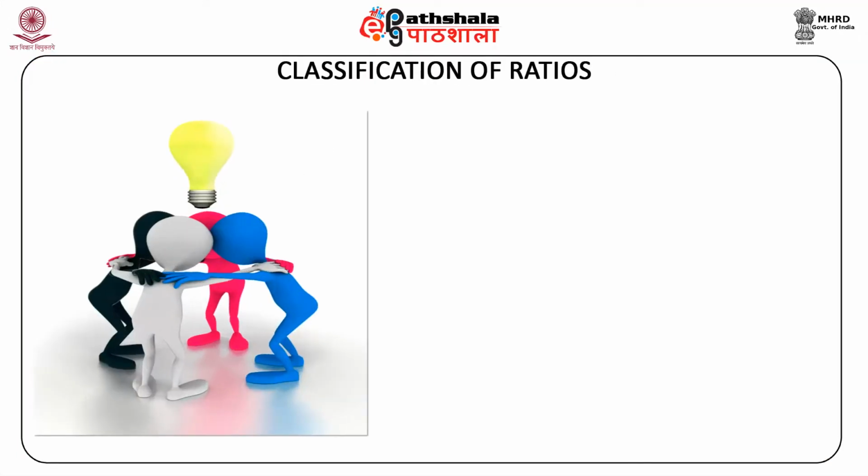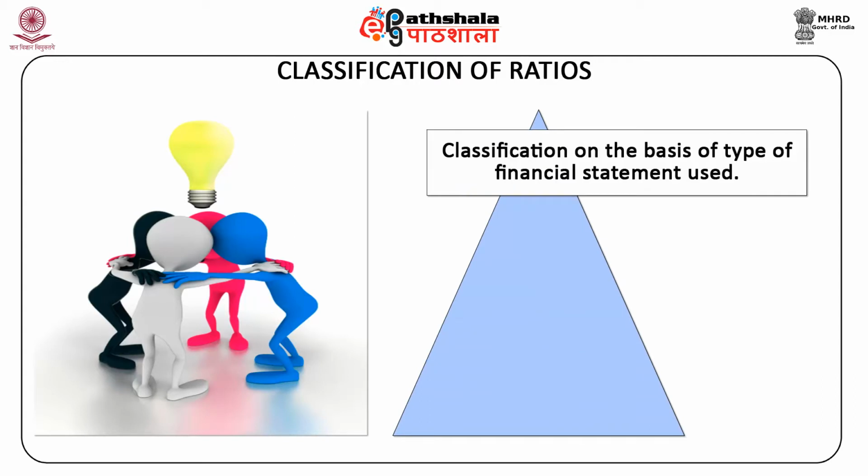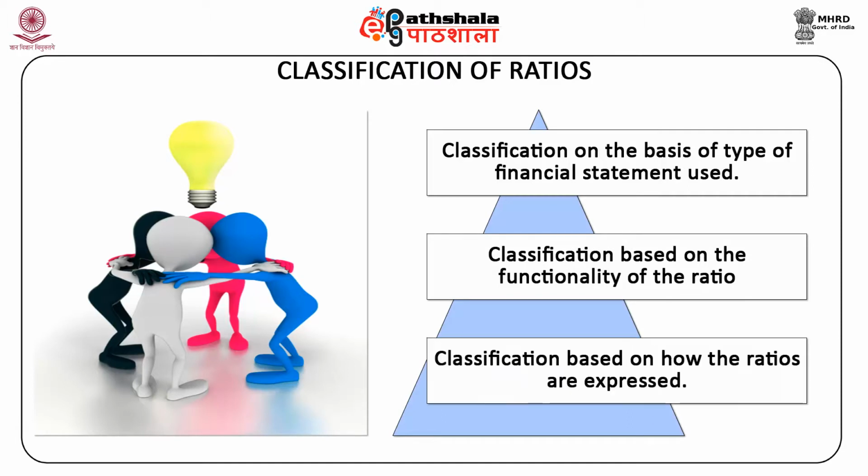Ratios are classified on various bases. One such classification is based on the type of financial statement used for the purpose of calculation of ratio. The second is based on the function performed by the ratio. And another one is based on how the ratios are expressed.